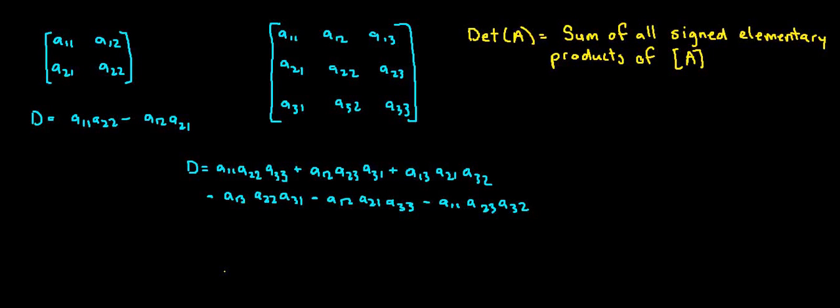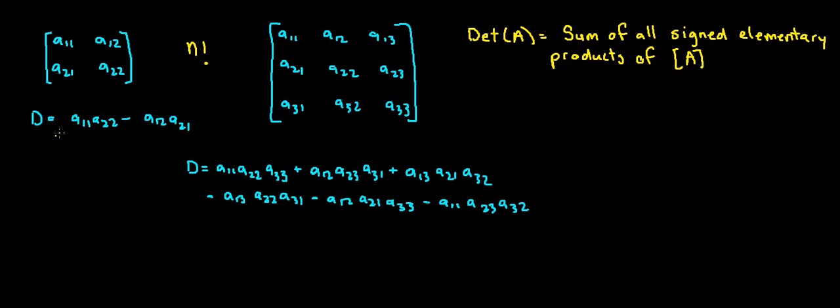The determinant of a matrix is defined as the sum of all signed elementary products of that matrix. For an n by n matrix, there will be n factorial elementary products. For a 2 by 2, 2 times 1, which is 2. For a 3 by 3, 3 times 2 times 1, which is 6. For a 4 by 4, 4 times 3 times 2 times 1, which is 24. Another important thing to know is that there will be an equal amount of positive and negative elementary products.